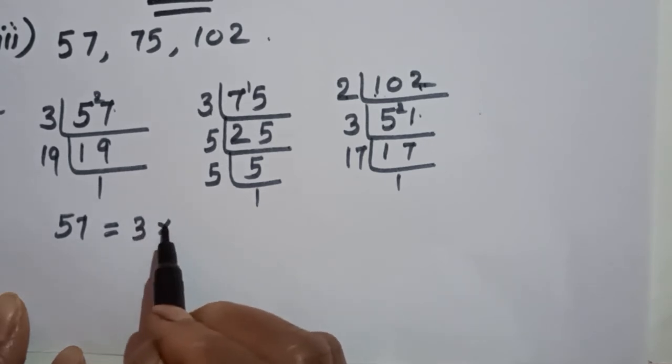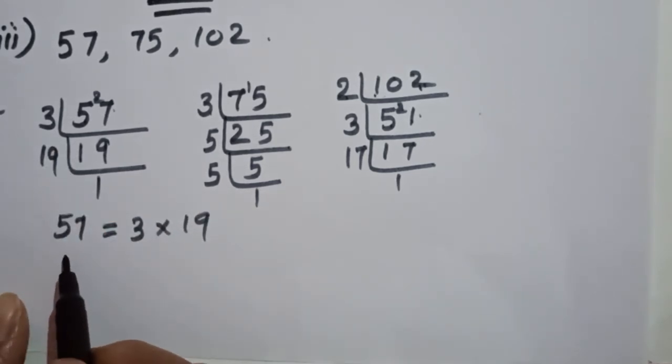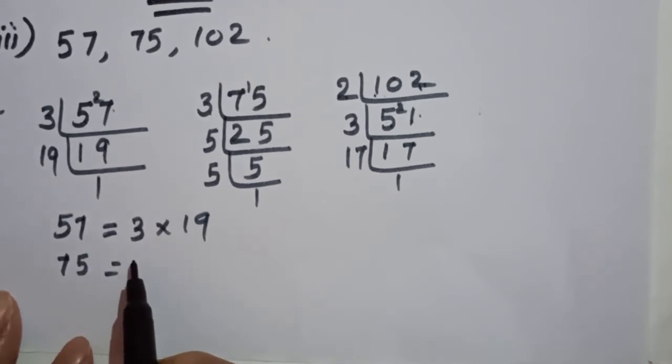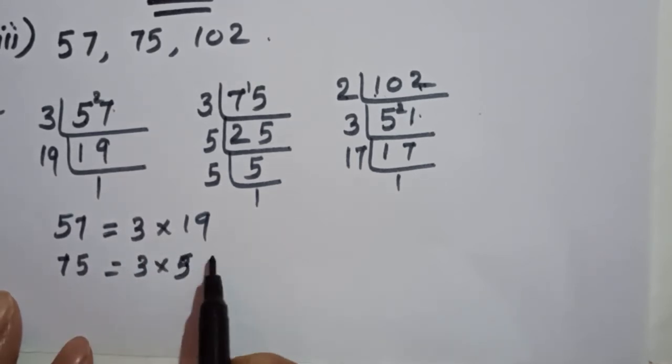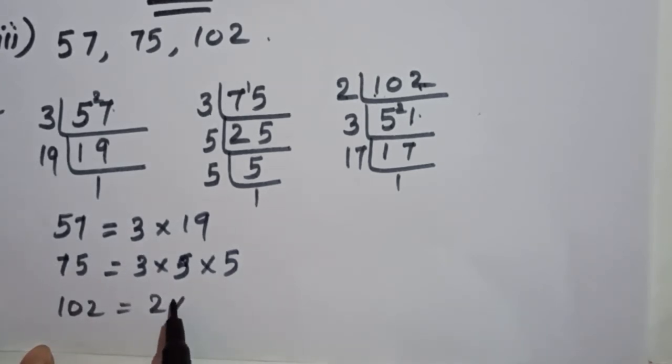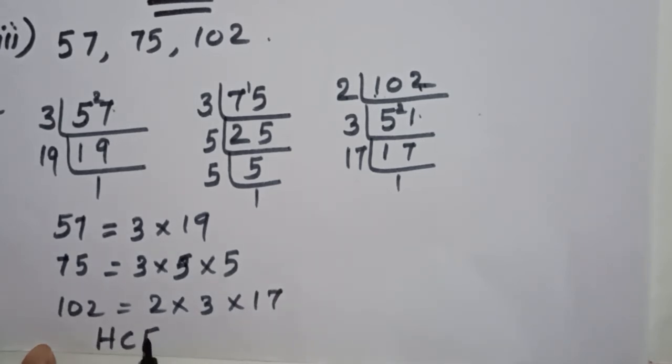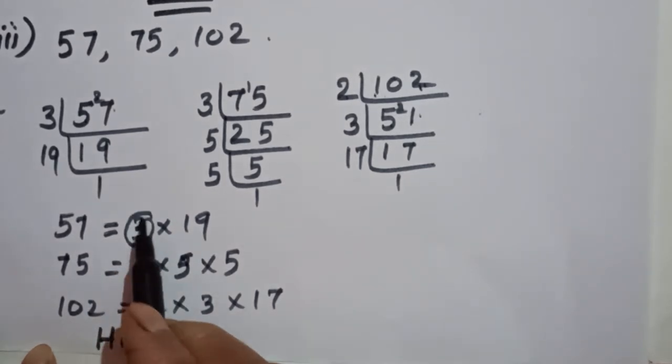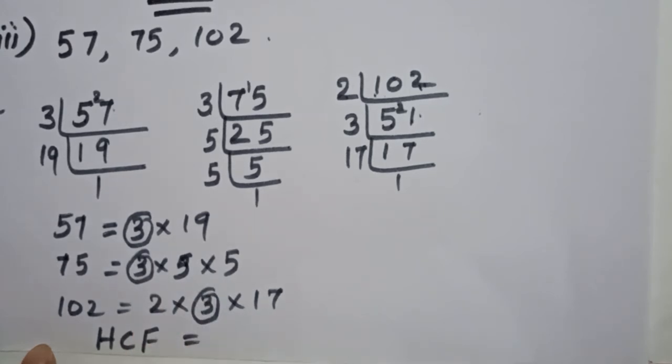57 is 3 into 19, isn't it? And 75 is 3 into 5 into 5, and 102 is 2 into 3 into 17. Now we can write the HCF of 57, 75 and 102, 3 as a common factor. No, nothing else, only 3. So the HCF of 57, 75 and 102 is 3.